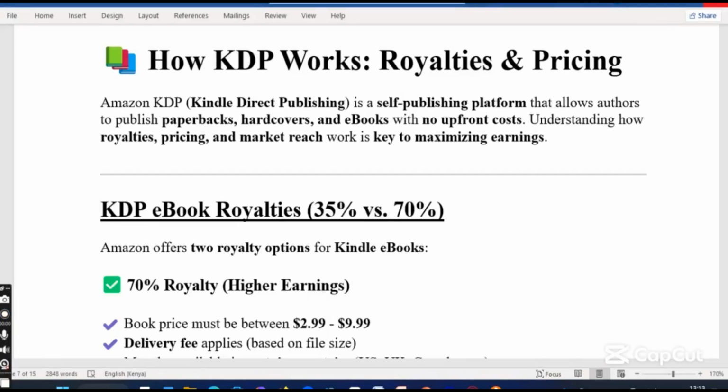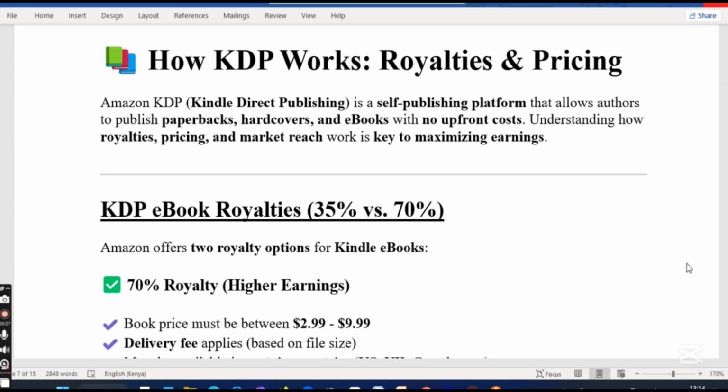Understanding how KDP royalties work is very, very important. Remember, this is a business just like any other. And a good business is a business which is able to give you profit at the end of it all, as you are also providing value for your customers, or you're solving a particular problem.